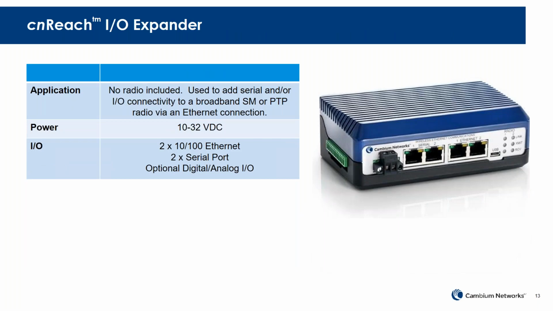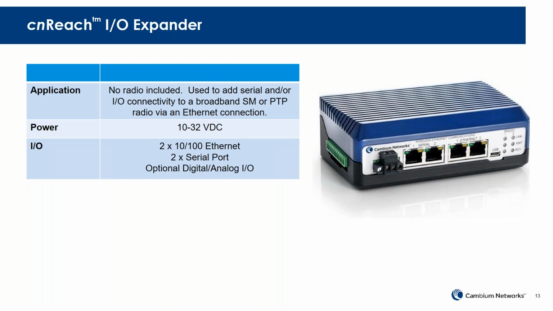And the last thing on the product itself I'll mention is the I/O expander. We're starting to see more deployments of this product. This is effectively a cnReach module, but without a radio. So what this is useful for is adding serial and I/O connectivity to a broadband radio.